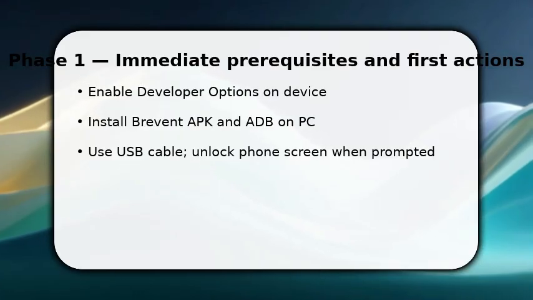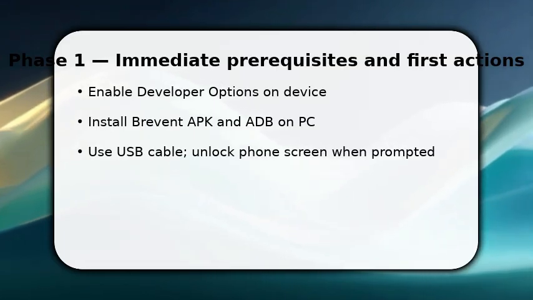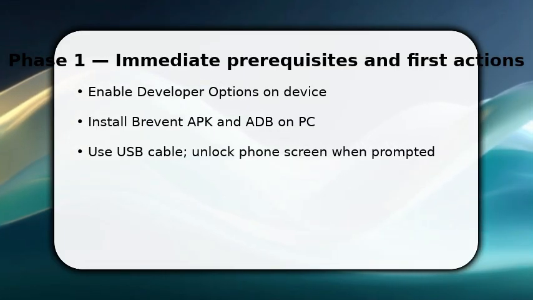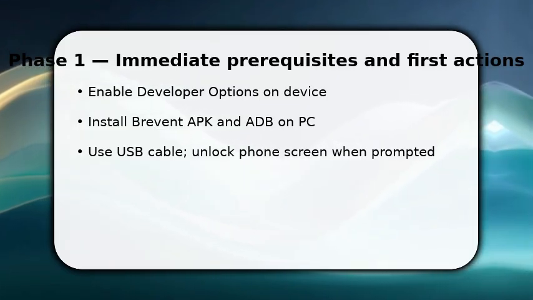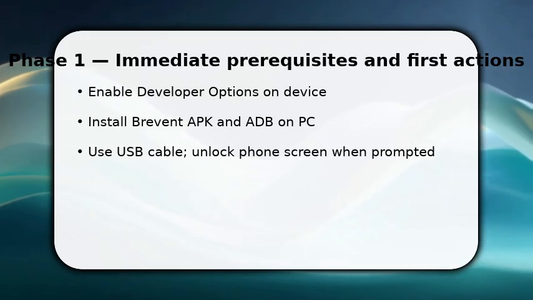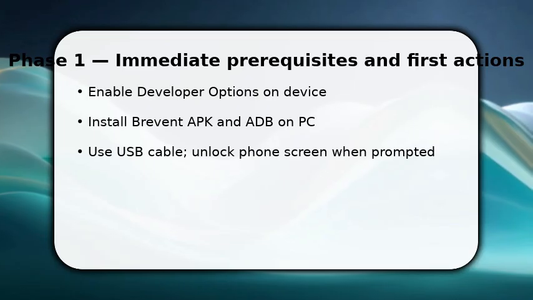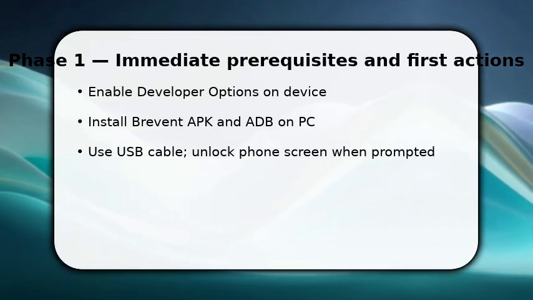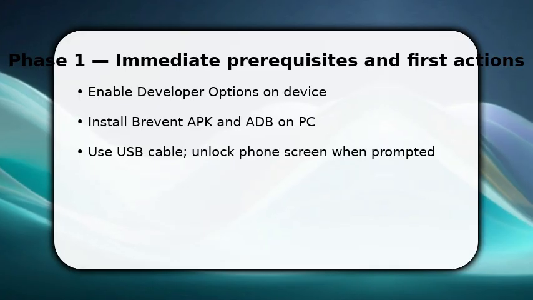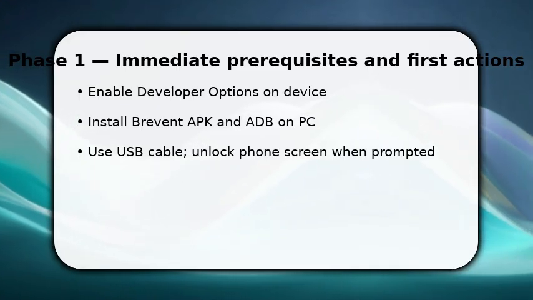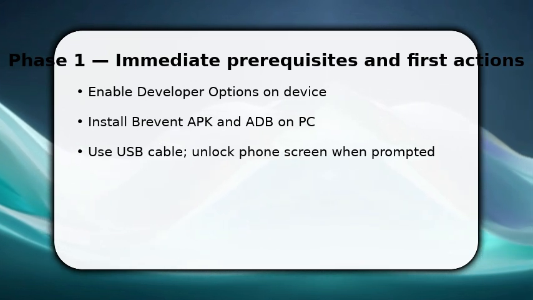You start by preparing what matters most. Developer options enabled and the Brevent APK installed. Make sure ADB is on your PC. Connect the phone with a good USB cable and approve the computer when the device asks. Once done, open a terminal on your computer and verify ADB sees the device with adb devices. If you see the serial, proceed. If not, reconnect, reauthorize, or toggle USB mode until the device appears and you can run commands.